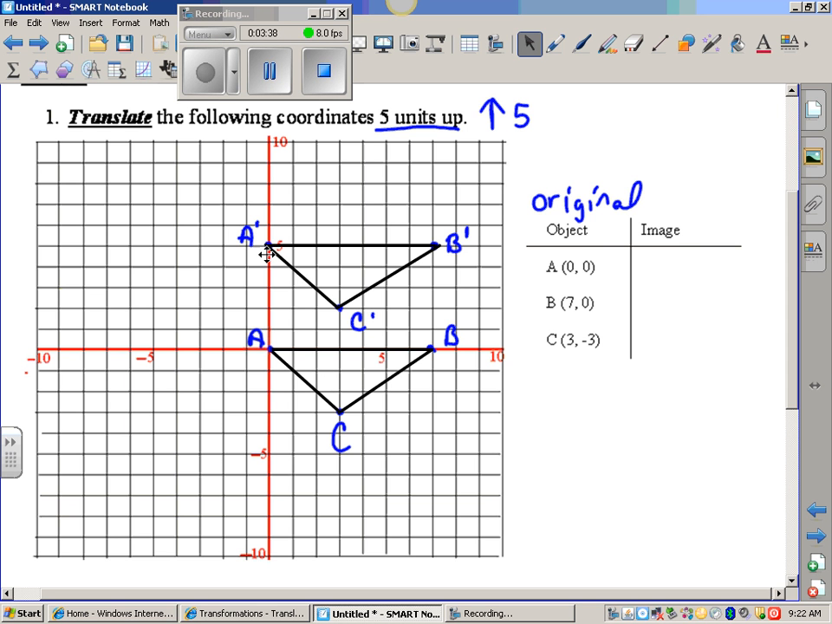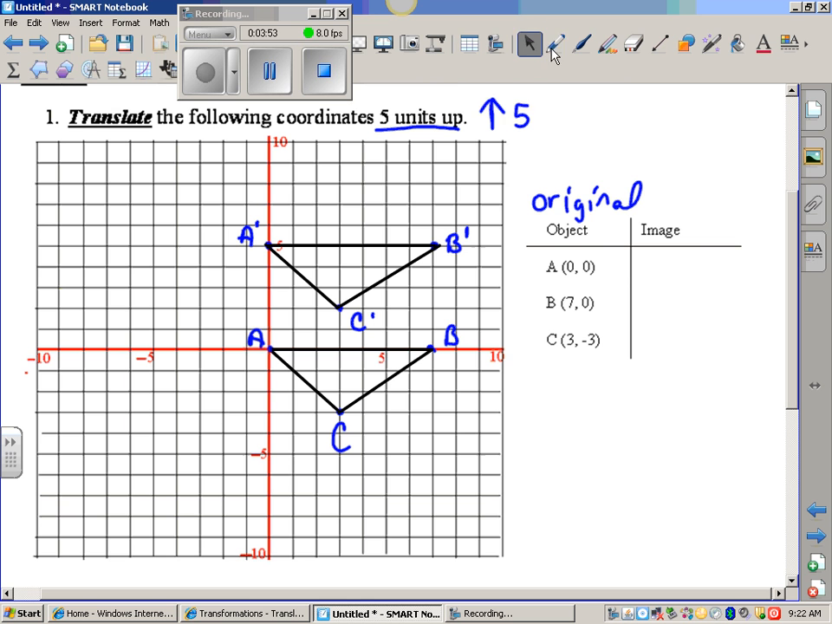As you can see, by translating just the corners, it translates everything up with it. You don't have to worry about the sides. You don't have to worry about the angles. It keeps everything the same for you. So all you're going to move are the actual coordinates, and it makes the whole shape move.